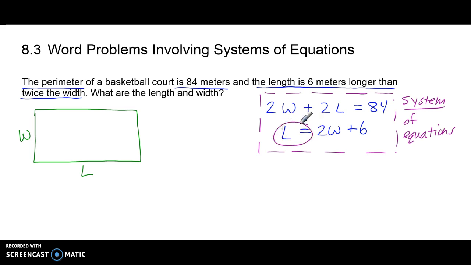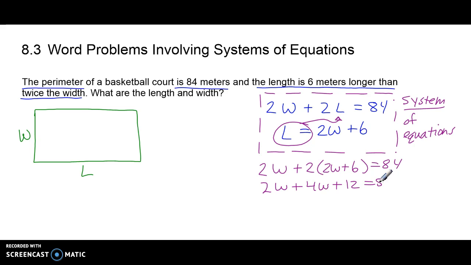I'm just going to take L and plug it into the other equation using the substitution method here. So 2w plus 2l equals 84, and we're putting in 2w plus 6 instead of l. And the next few steps are fairly straightforward. Distribute in the 2. Collect your like terms. Subtract the 12. And divide by the 6.